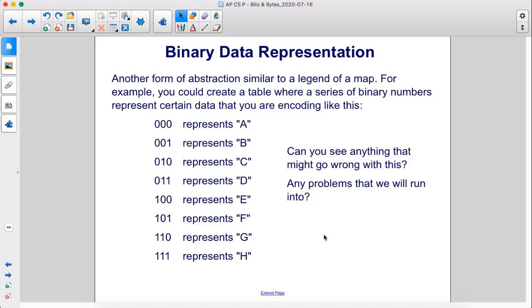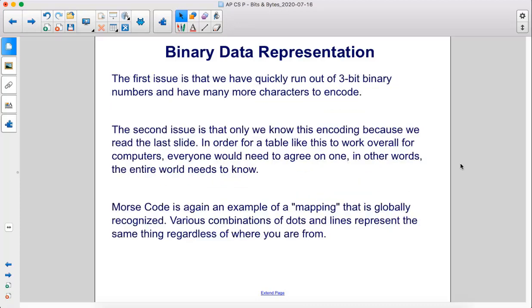Can you see anything that might go wrong with this? Any problems that we will run into? The first issue is that we have quickly run out of 3-bit binary numbers and have many more characters to encode. The second issue is that we only know this encoding because we read the last slide. In order for a table like this to work overall for computers, everyone would need to agree on one. In other words, the entire world needs to know. Morse code is again an example of a mapping that is globally recognized. Various combinations of dots and lines represent the same thing regardless of where you are from.